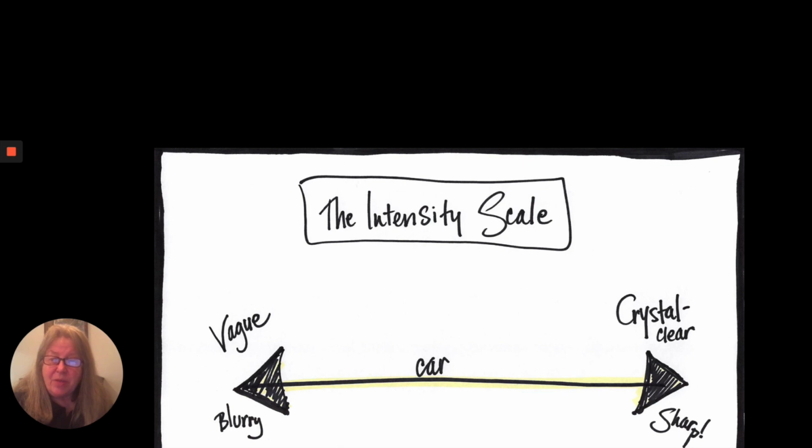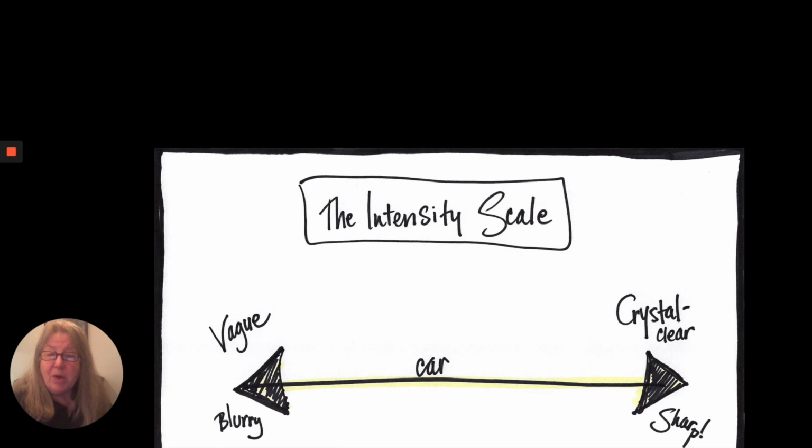So we start with a line, like a number line, that we put vague on one end and crystal clear, sharp on the other. I usually do this on a document camera the first time, so that we can do one together as a group.